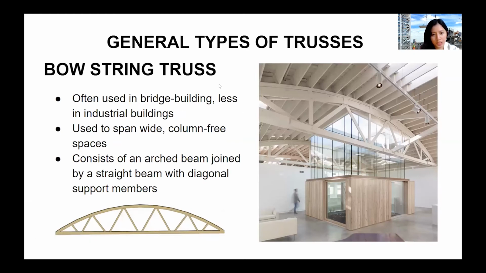Next is the bowstring truss, which is often used in bridge building and less in industrial buildings. It consists of an arc beam joined by a straight beam with diagonal support members. It is used to span wide column-free spaces.